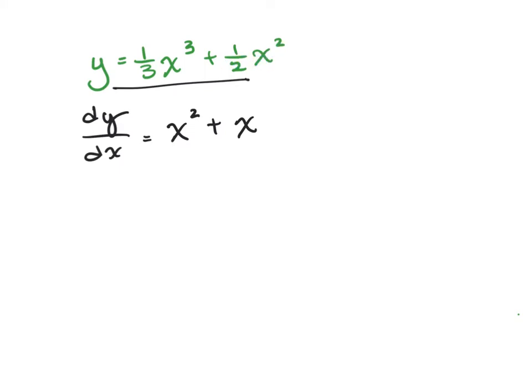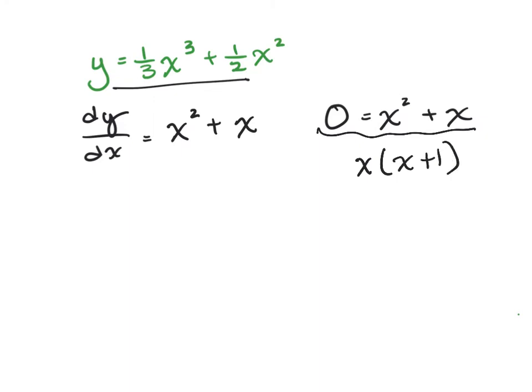Now what I need to do is I'm going to set this equal to 0. And the reason I'm going to set this equal to 0 is I want to know when my derivative is positive and when it is negative. And the breaking point between positive and negative is 0. This will make a little bit more sense when we look at the graph. But first, let's solve this over here. So I'm going to factor out an x. We're going to get x plus 1 is equal to 0.